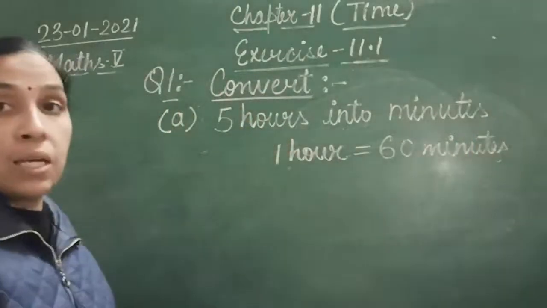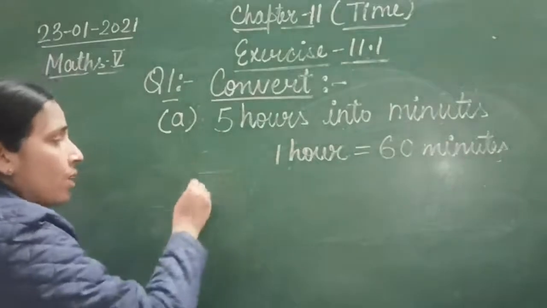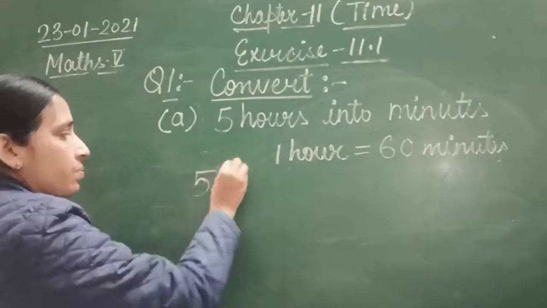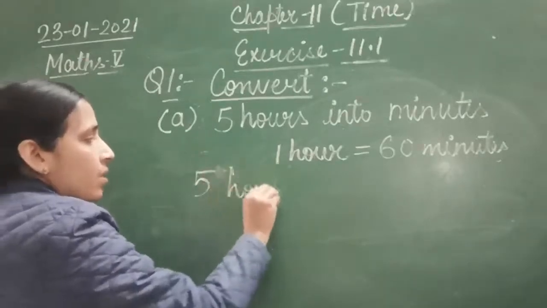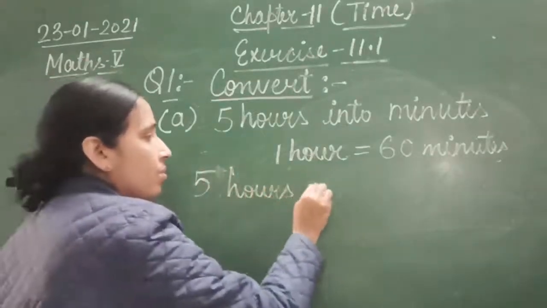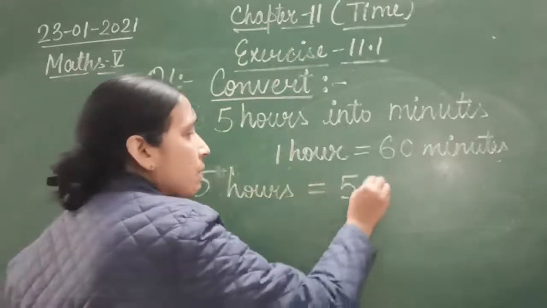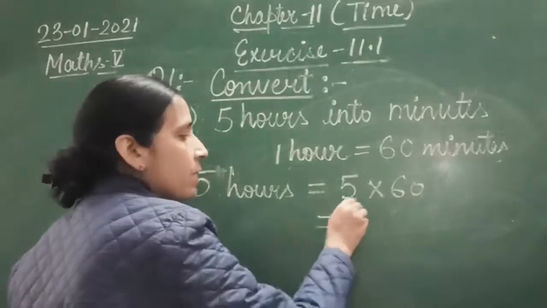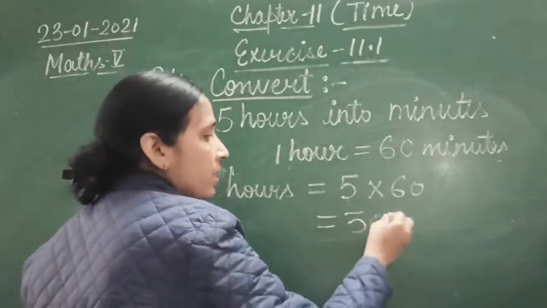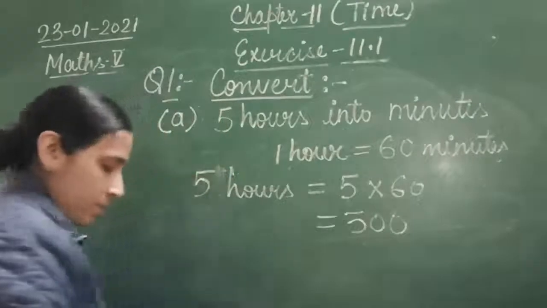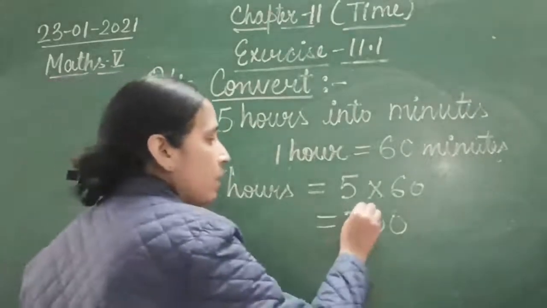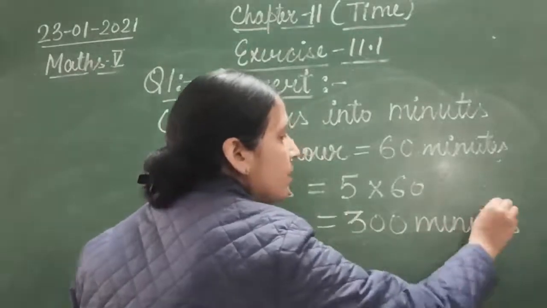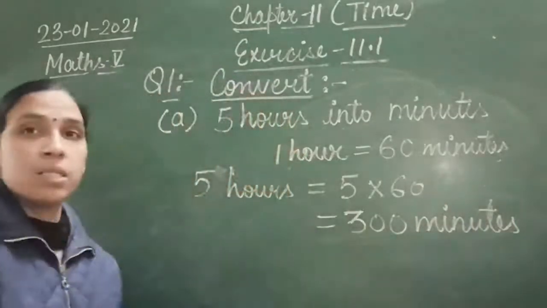So yes, we can convert 5 hours also. 5 hours is equal to 5 multiplied by 60. 5 6s are 30, and one more 0 will be there. 300 minutes will be your answer.